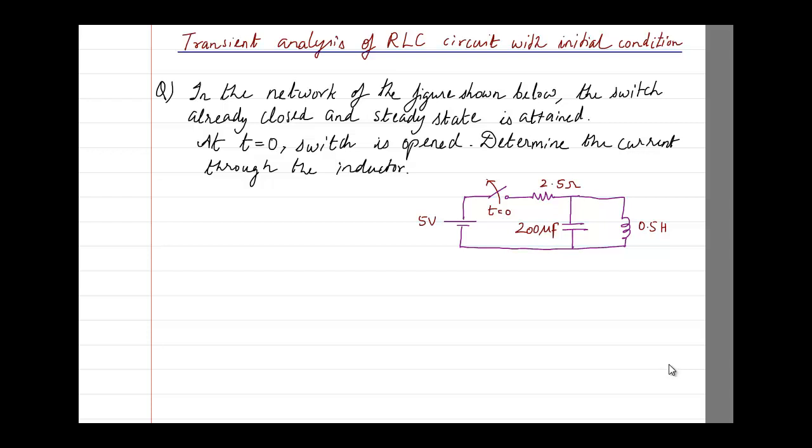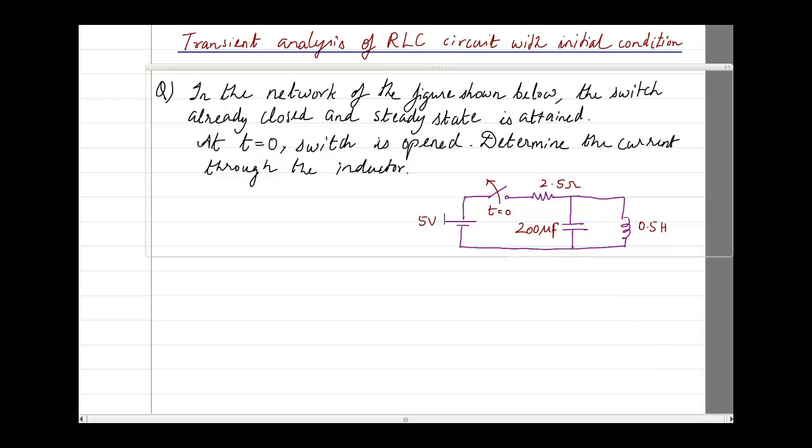So here in the network of the figure shown below, the switch is already closed and steady state is attained. So the switch is closed and steady state has been attained. At t is equal to 0, the switch is open. Determine the current through the inductor. That means you have to find out how much current is passing through the inductor.